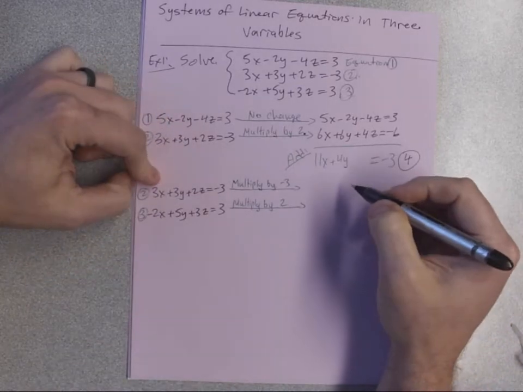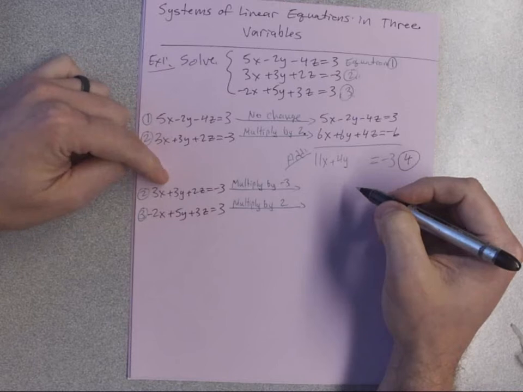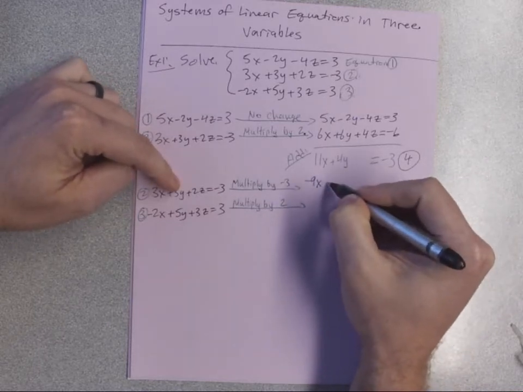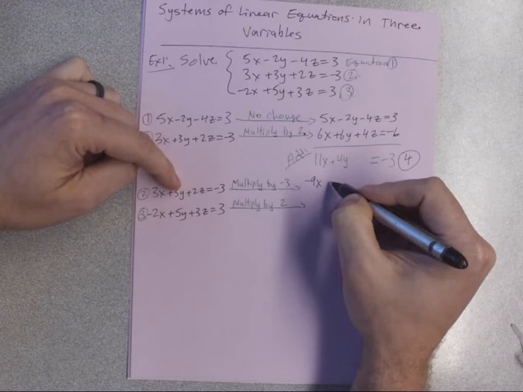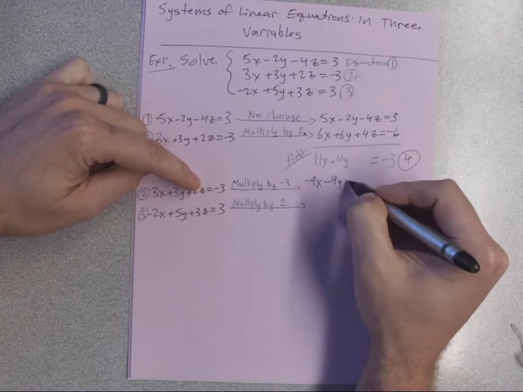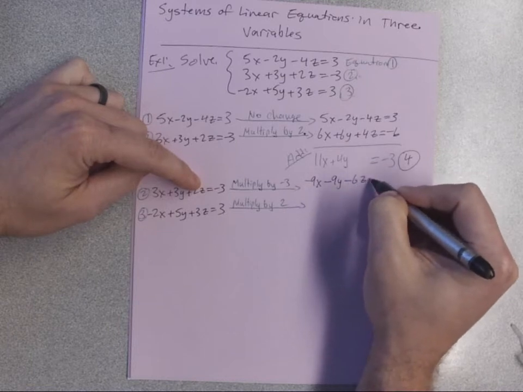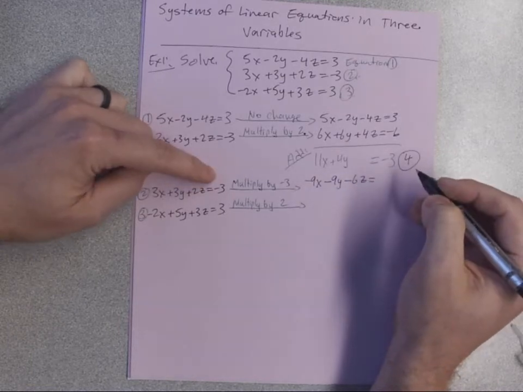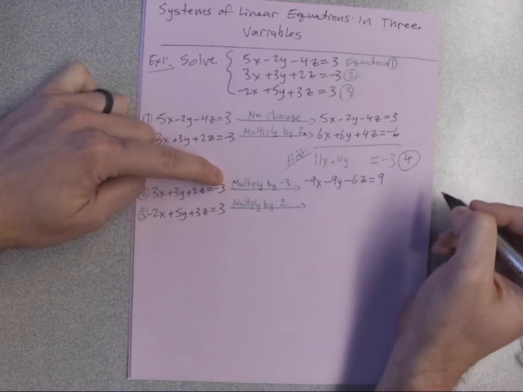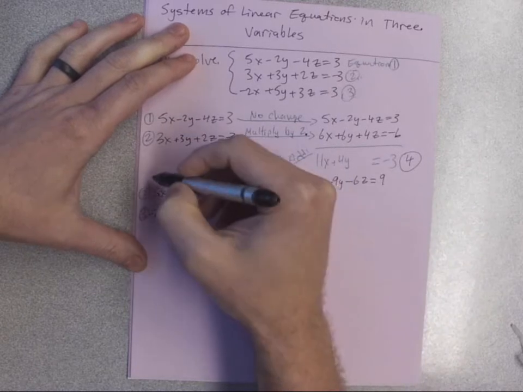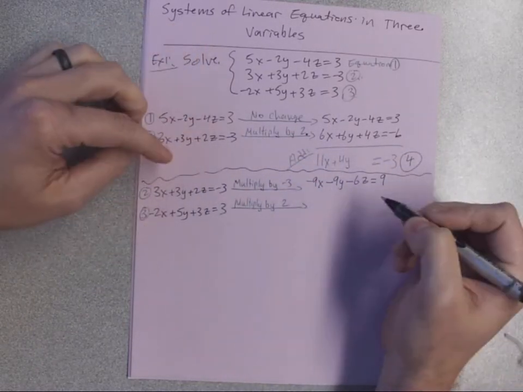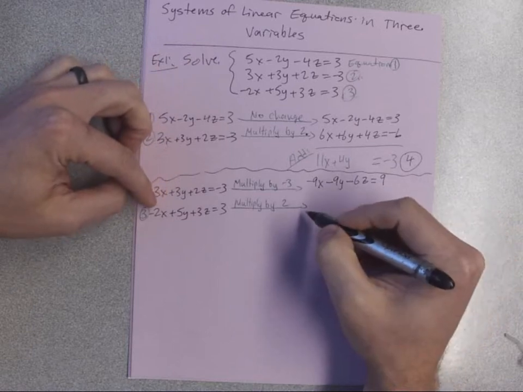All right, so the top one, we multiply each term by negative 3. 3x times negative 3 is negative 9x. And then 3y times negative 3 is negative 9y. Negative 3 times 2z is negative 6z, which is equal to negative 3 times negative 3, which is a positive 9. All right, let's just do this so we don't get too confused. All right, and then move on to the next equation.